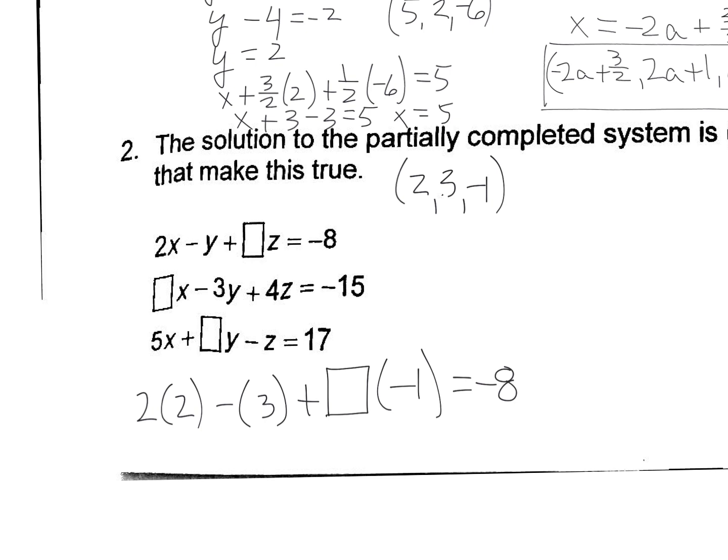So let's hopefully be able to do this in our heads. We have 4 minus 3. This is a positive 1. I move the 1 over, so I have negative 8 minus 1 is negative 9. And then if I divide by a negative 1, that would be a positive 9. And then we're going to repeat that process for the next two. So I have a box. I'm again plugging in 2 for x, minus 3 times y, which is 3, plus 4 times z, which is -1, equals -15.